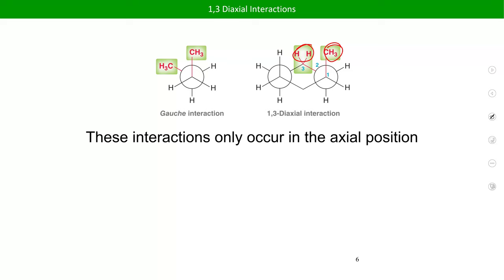Right, so anything that's in the axial position is going to interact with the substituents that are two carbons away. And they're going to be in that same 1,3 diaxial interaction. And the larger the objects are, the bigger issue we have.